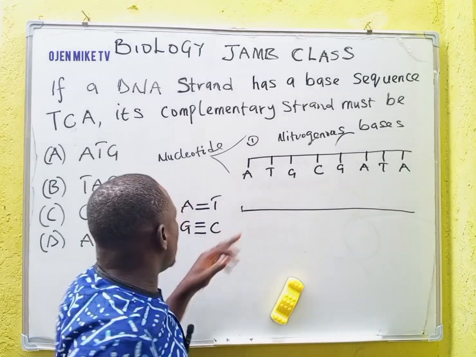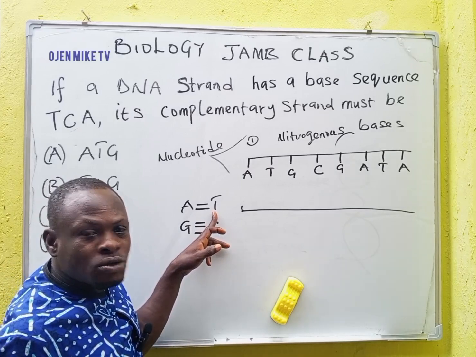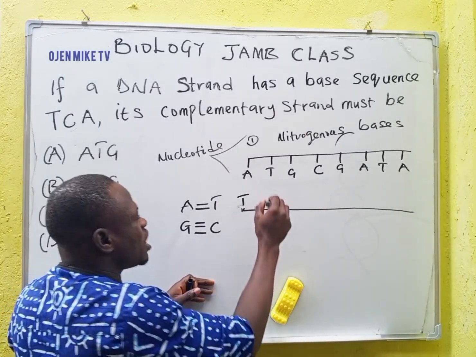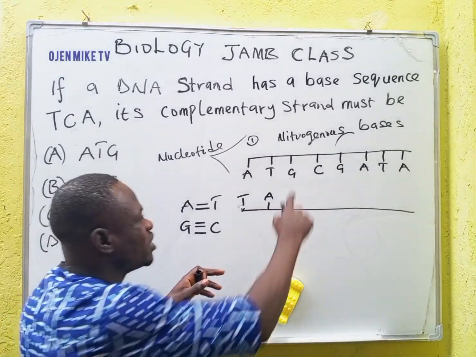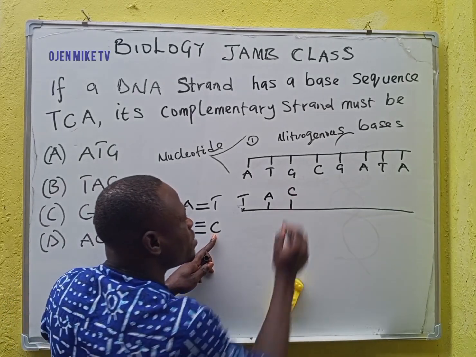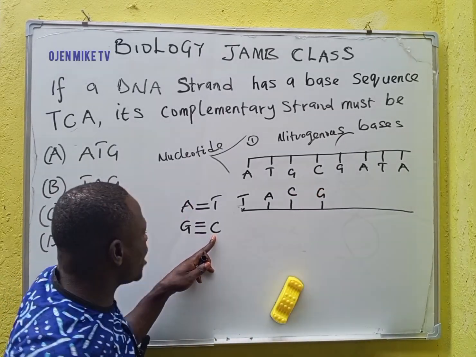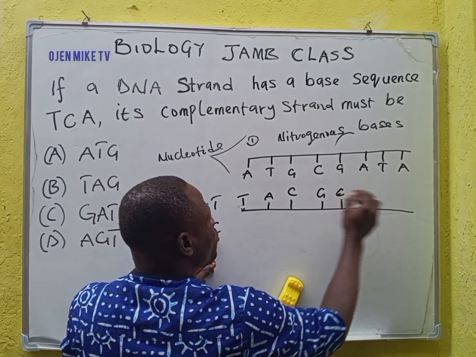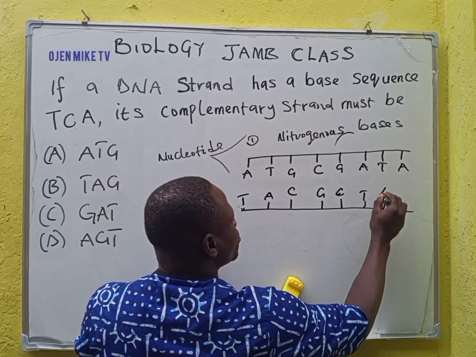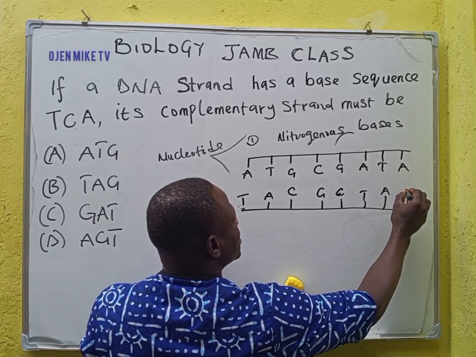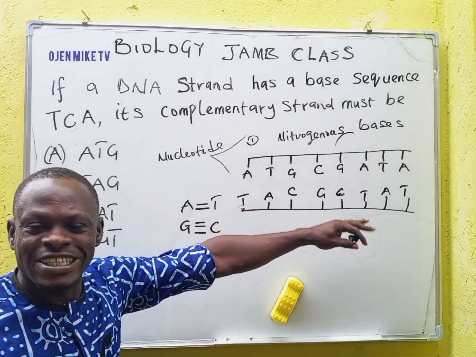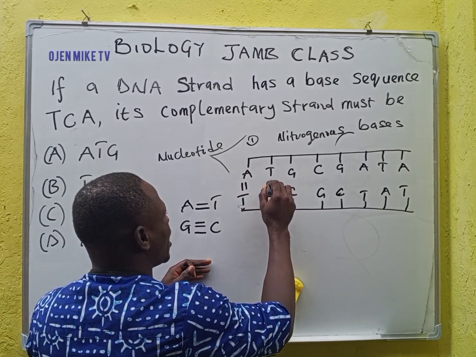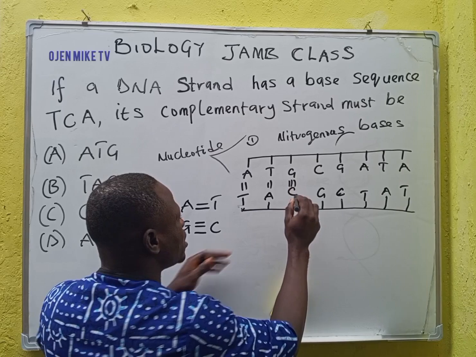Now, A will always pair with T, so the complementary of A will be T. This T will be A. G will pair with C, so here will be C. This C will be G. G will pair with C. A will pair with T. T will pair with A. And A will pair with T. This is what we call the complementary strand. Very, very simple. Of course, here we have a double bond, here still a double bond, here a triple bond. That is how it is.